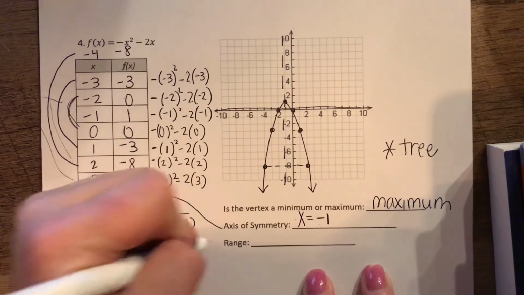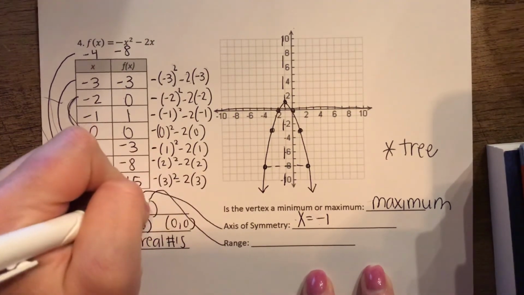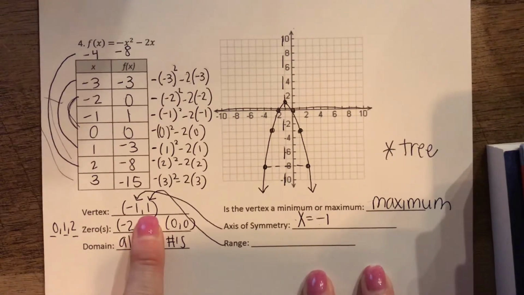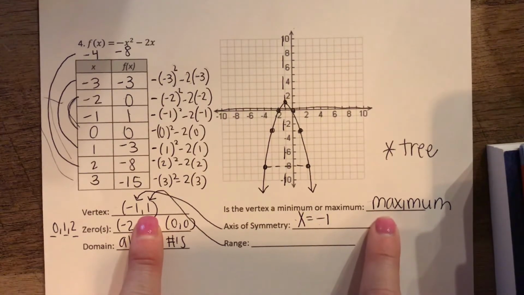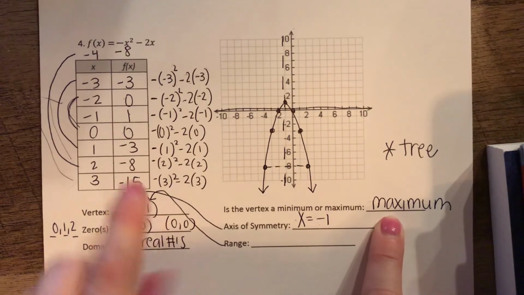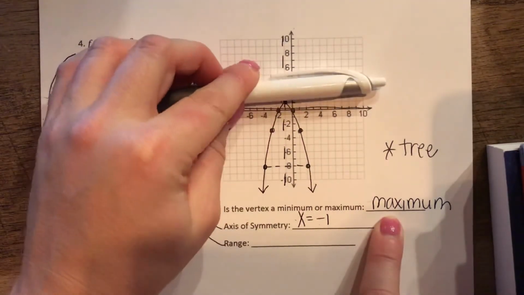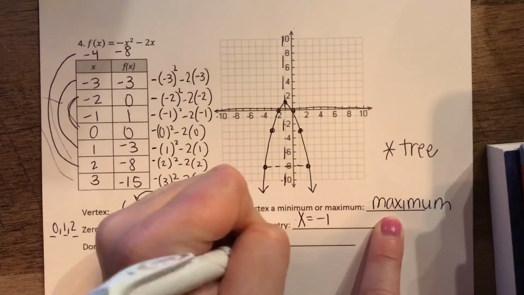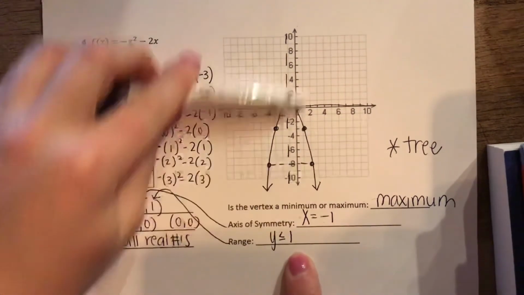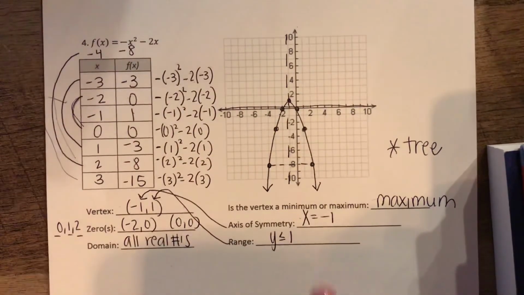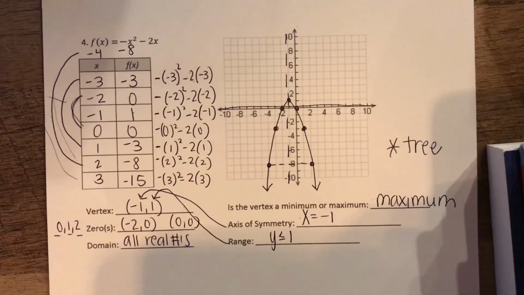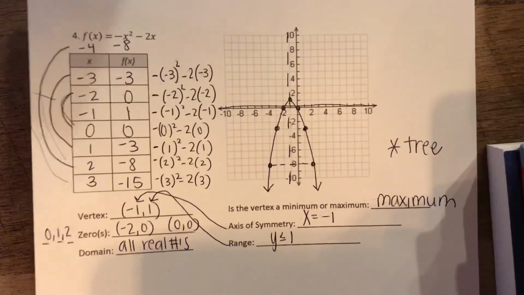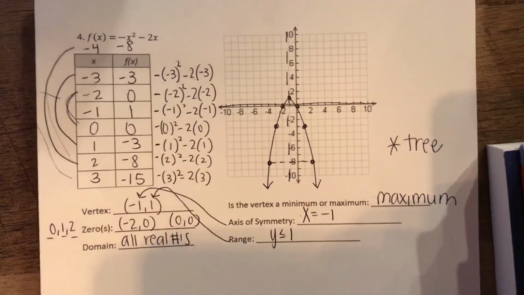And finally, the range will come from the y value in my vertex. However, this time, I had said before, the sign that goes into this depends on a minimum or a maximum. Since this is the highest point, which is 1 as a y value, my y values are less than or equal to 1 because it's anything lower than or equal to 1. Okay? Pause the video if you need any extra time to fill anything out.